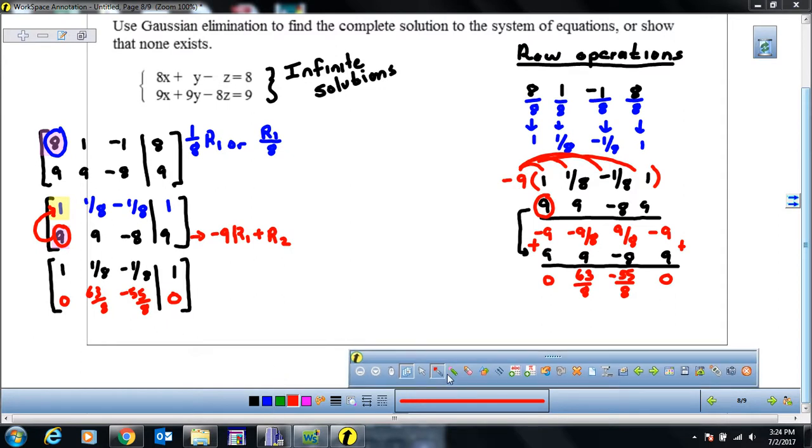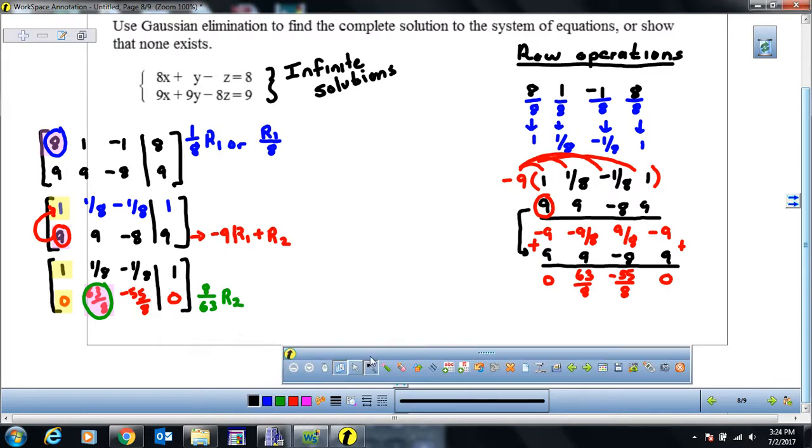Next, we already made the top a 1, we made the bottom one a 0. Step number 3, we need to make the 63/8 into a 1. In order for me to make that 63/8 into a 1, we need to divide it by itself, but that would not be a good thing because it is a fraction. I would say on this one I will use a multiplication. Multiply by the reciprocal. The reciprocal of 63/8 is 8/63. So if I multiply that row 2 by 8/63, that's going to make it into a 1.